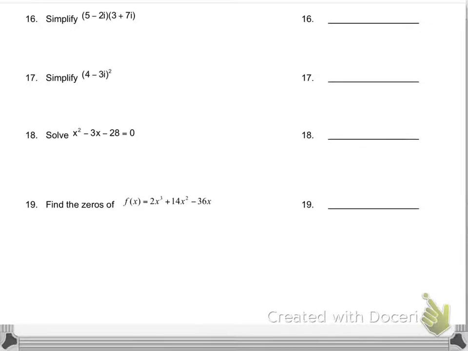Number 16. We're going to go ahead and simplify this, and even though it has i, we're going to treat it like a normal algebraic expression, so we're either going to FOIL or double distribute. So let me do that over. That was hard for you guys to see.